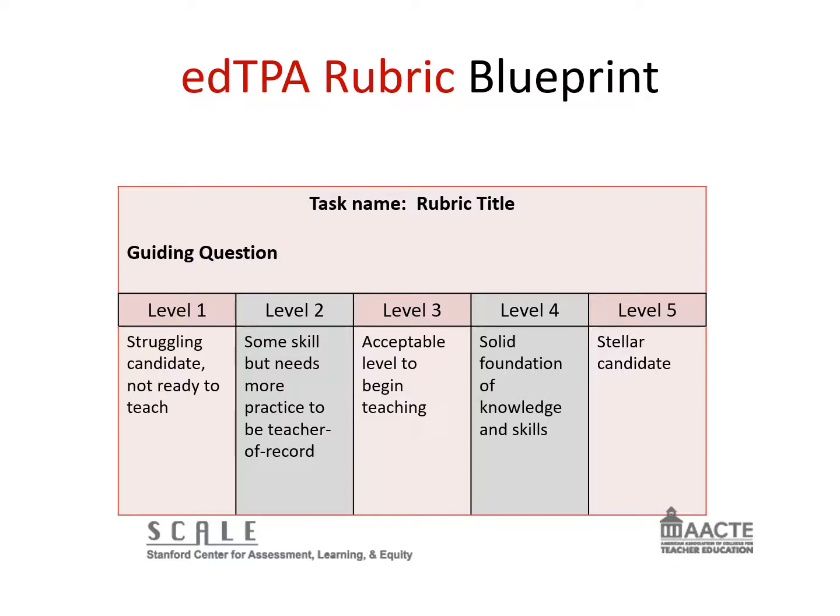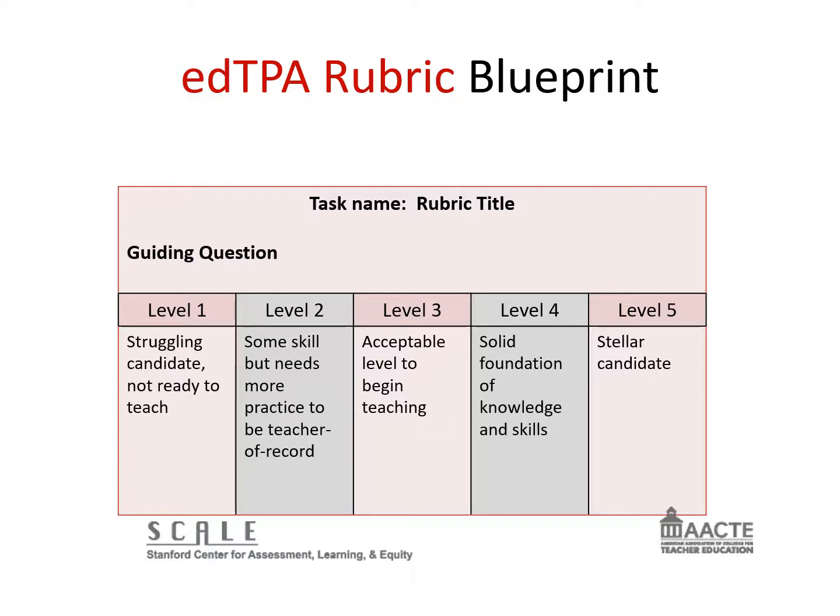Okay, so the edTPA rubrics all look this way. They have 5 levels, and there are 18 rubrics in total, so each part of these has its own rubric. And you want to aim for a level 3 or higher. Level 3 is what edTPA feels is the acceptable level to begin teaching. Level 4 is a solid foundation of knowledge and skills, so definitely go for a 4 or 5. Many of our students achieve 4s and 5s, and it's a good goal to have.